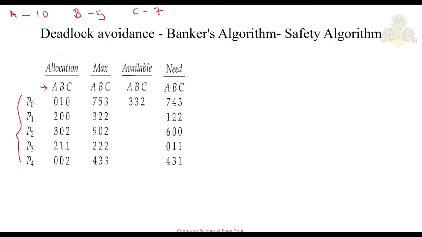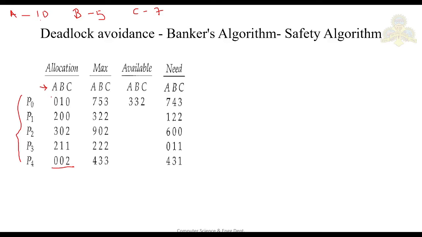Okay. Currently, your system altogether has 10 instances of resource A, 5 instances of resource B, and 7 instances of resource C, right? But out of this 10, 5, and 7, this is the allocation. This has been allocated already. Few instances of the resources have been allocated.